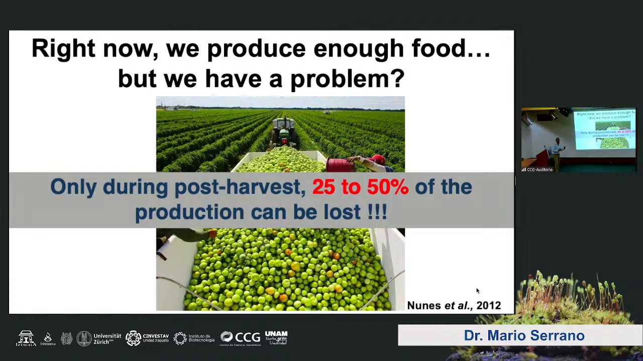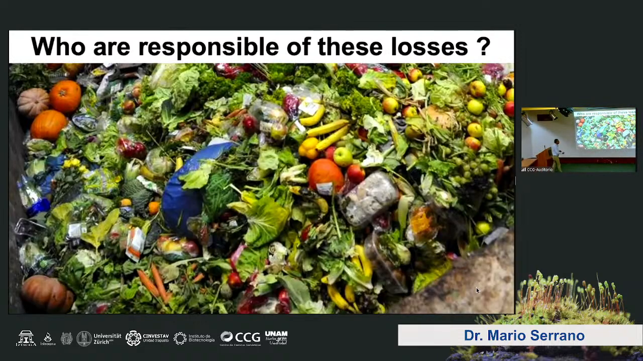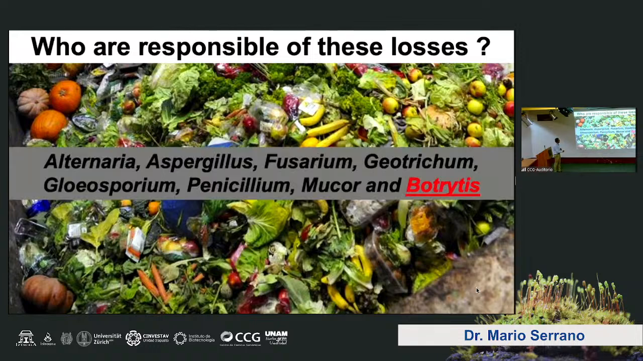And why? Once more, it is a multifactorial problem, because of the transportation and how to keep the food, but one of the problems is the microorganisms. Among them are these species: Alternaria, Aspergillus, Fusarium, Geotrichum, Gloeosporium, Penicillium, Mucor, and Botrytis cinerea. My talk will be focused on Botrytis cinerea. This is the pathogen that we work with.